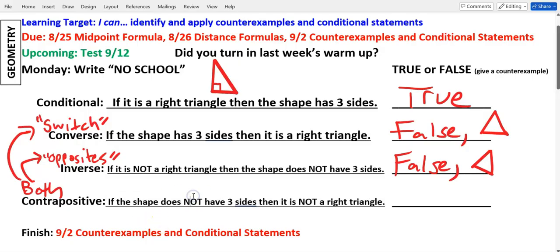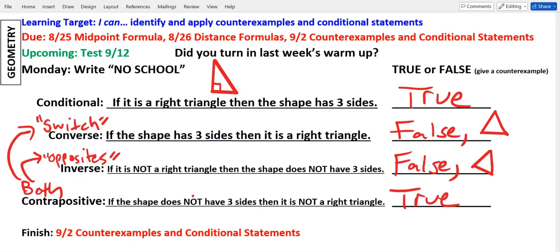So think about it. If a shape does not have three sides, that means it could be four-sided, five-sided, six-sided, whatever. That is not a right triangle. So true or false? So again, if it doesn't have three sides, then it's definitely not a triangle. So this is true. Okay?